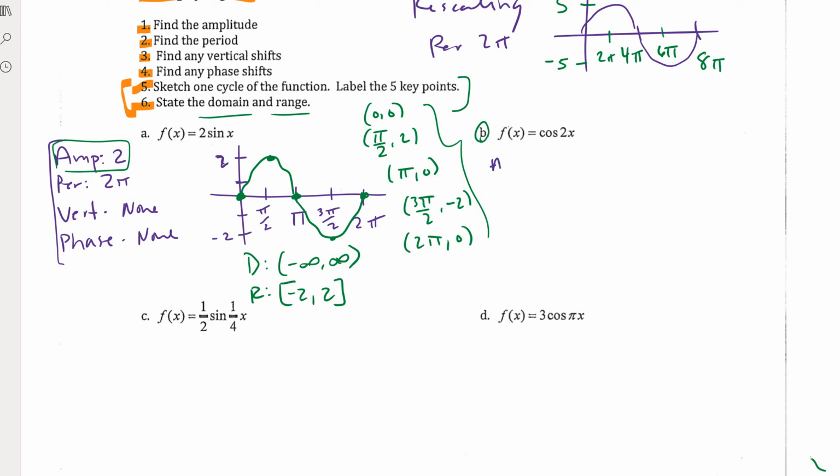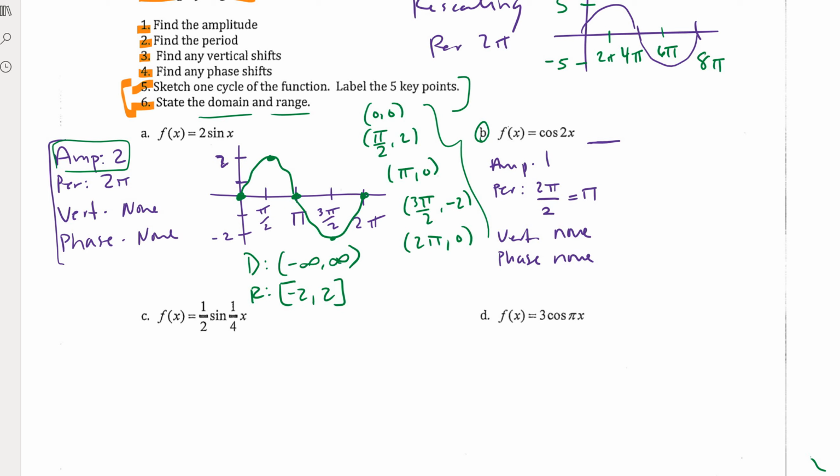So, amplitude. The amplitude is the number in front of the cosine, so it's just 1. Period. The period is 2 pi divided by the number in front of your variable. So 2 pi divided by 2, which is pi. Your vertical shift is the number being added or subtracted on the end. There isn't one. And your phase shift is the number being added or subtracted to the x. There isn't one. So that makes this one easy.